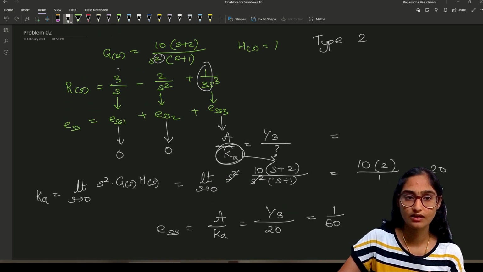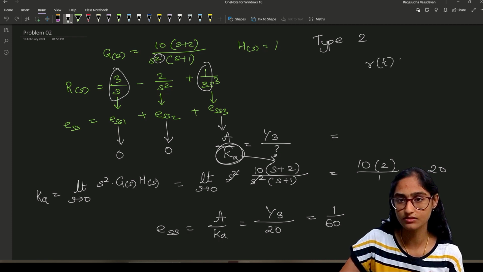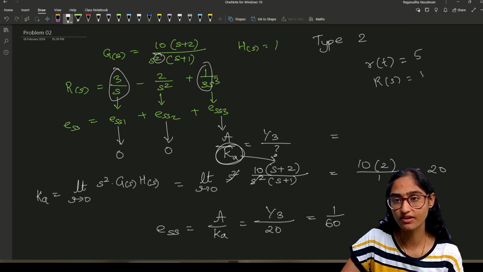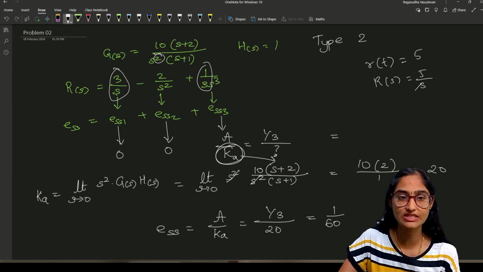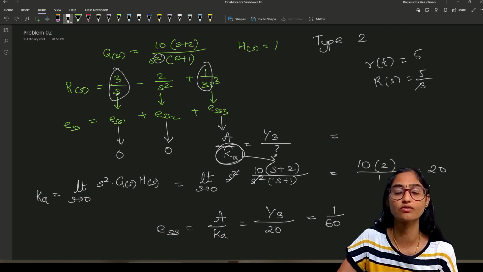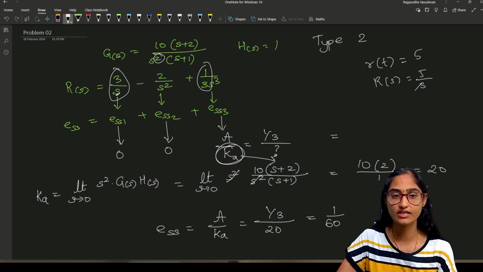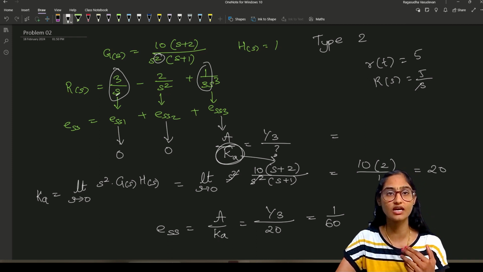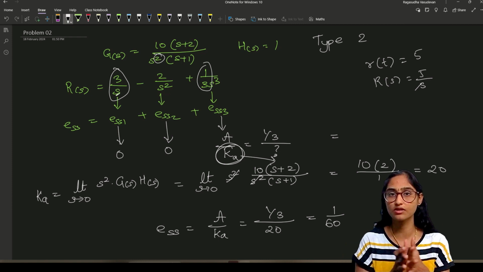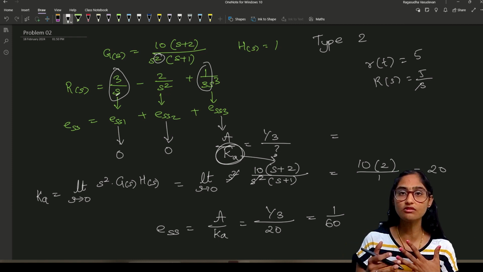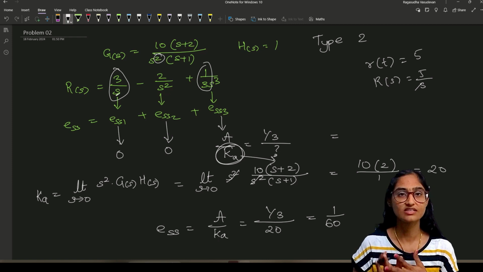3 by s. When you have a step input, let us say r of t is equal to, let's say 5. What is r of s? 5 by s, right? So with just the denominator term we can find out what kind of input it is and hence find out the steady state error right from the tabular column. Okay, so this is why you need to have the tabular column in mind so that you can solve the problem really quickly.